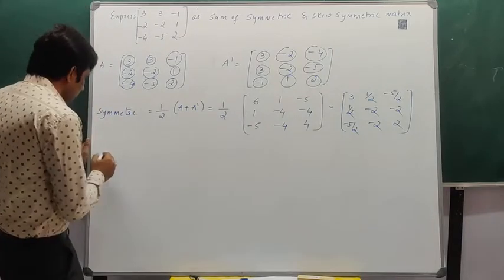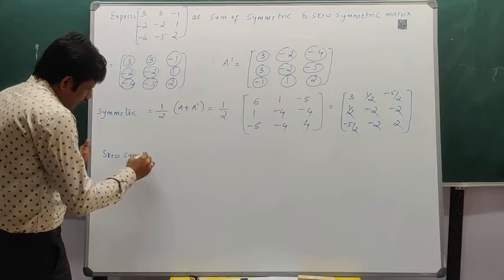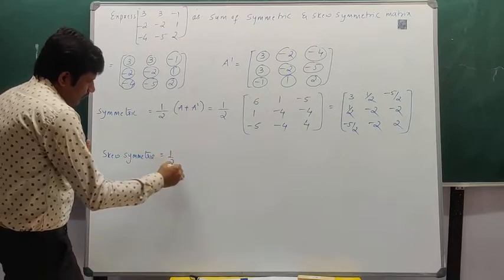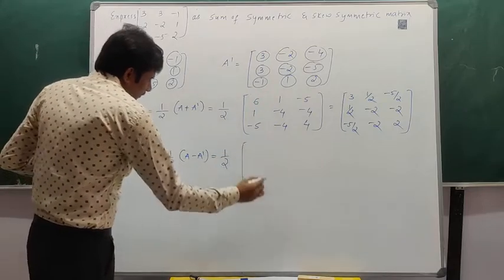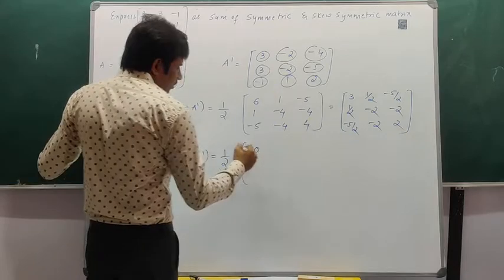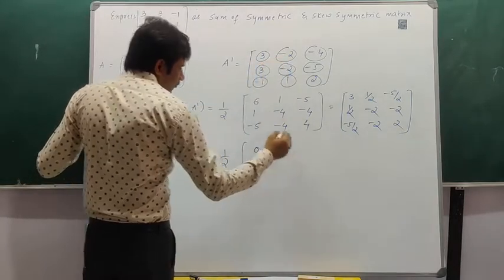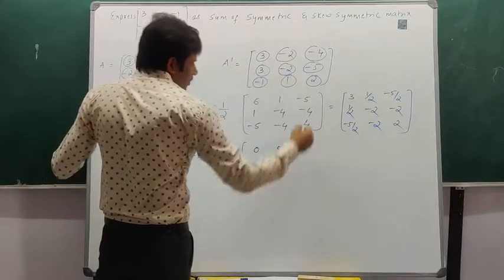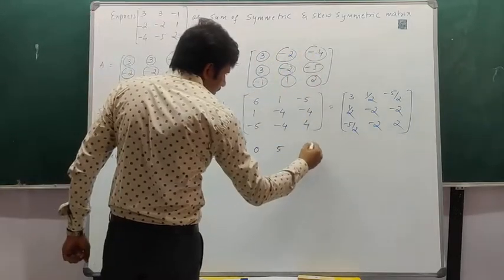So then the skew symmetric part, see here. Skew symmetric is half into bracket A minus A transpose. What is A minus A transpose? Subtract. Now 3 minus 3 is 0. So 3 minus of minus 2 is 3 plus 2, that is 5. So minus 1 minus of minus 4 is minus 1 plus 4, that is 3.